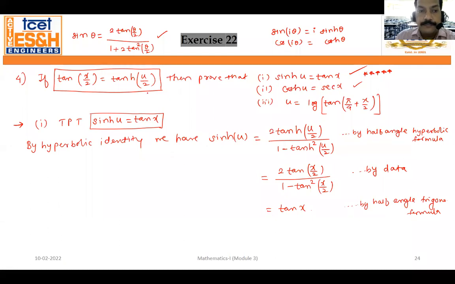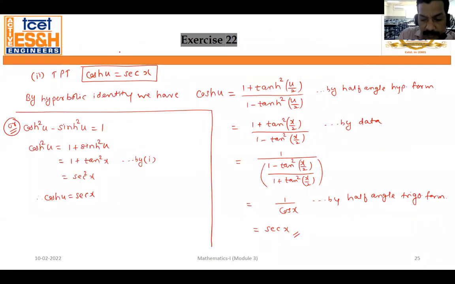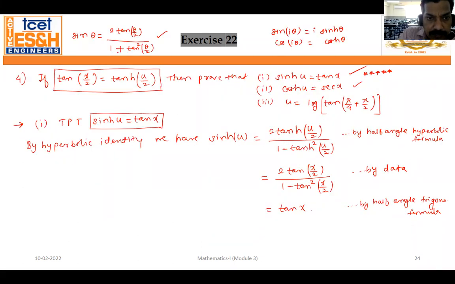Now by the data, tan hyperbolic of u by 2 is given as tan of x by 2. So according to the data, I am just putting tan hyperbolic of u by 2 as tan of x by 2. So I'll get 2 tan of x by 2 divided by 1 minus tan square of x by 2. Now again, what is 2 tan of x by 2 upon 1 plus tan square of x by 2? There is no 2 here, it is 1 plus tan square, isn't it?